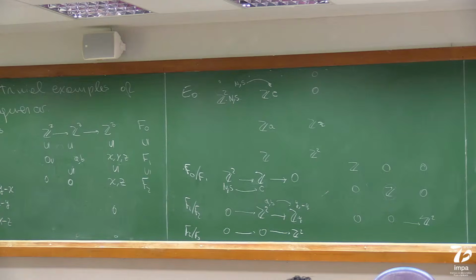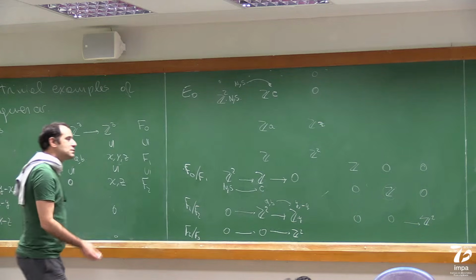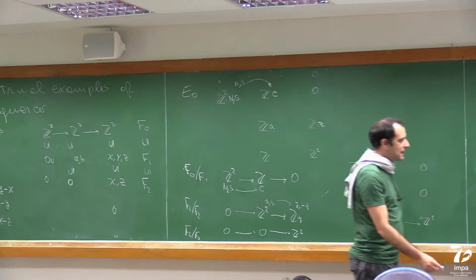Anyone see how to kill this Z there? That's the problem. Perhaps I should have computed first the homology and then the filtration. It's going to be perhaps easier. So in this case, it's a case where you can actually do both things at the same time.